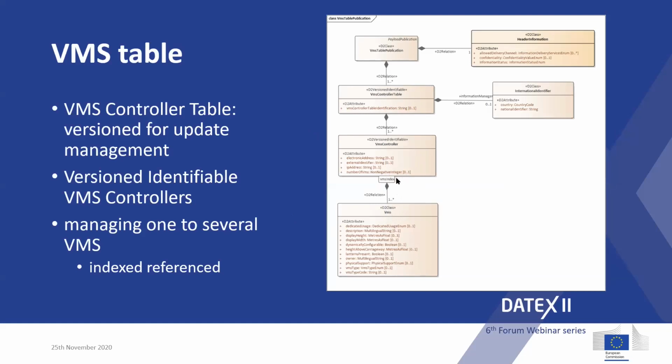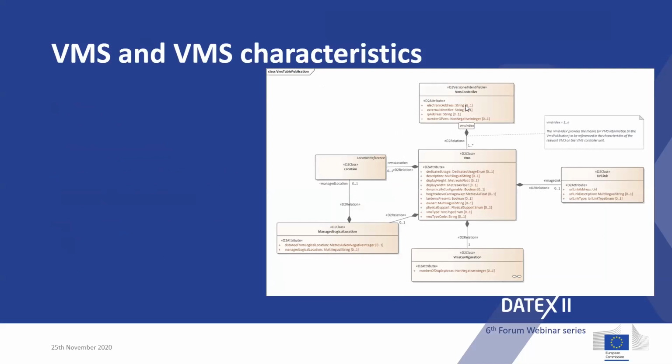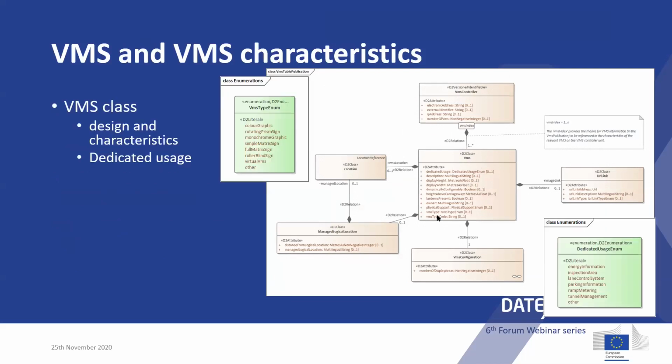So a VMS controller manages their VMS through this index, which are then identified by the VMS controller identification and this index. The VMS control and VMS characteristics: we have static characteristics about design characteristics, kind of VMS type, and dedicated usage, for instance, for fuel information, lane control system, parking information, and so on. These are static information associated with the VMS.